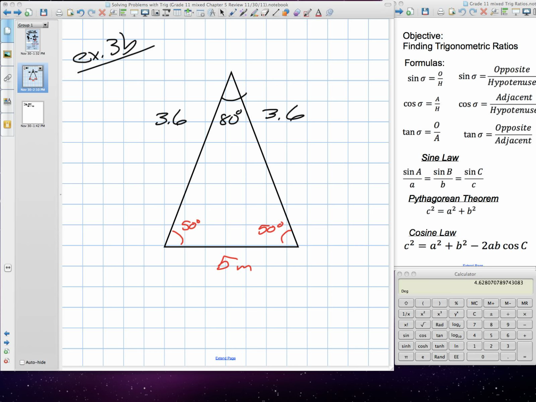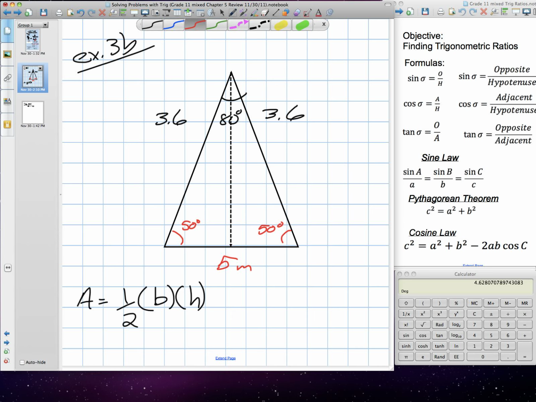Okay, question 3B. How much area does the garden cover? Round your answer to the nearest tenth of a square meter. Okay, in order to find the area of a triangle, we actually have to know the height of this triangle, which we don't know right now. So we do know area is equal to 1/2 multiplied by the base times the height of the triangle, or base times height divided by 2 is fine. This is our base right here, our 5, but we don't know our height.